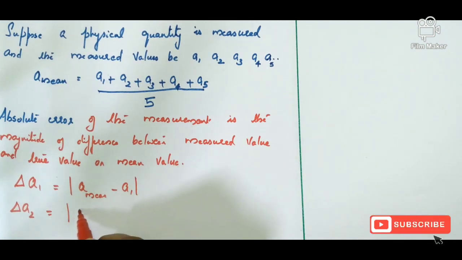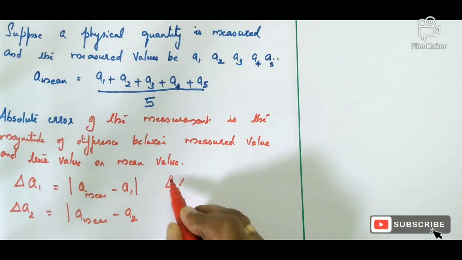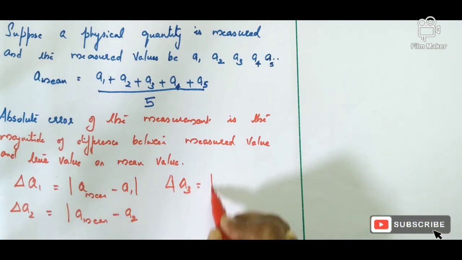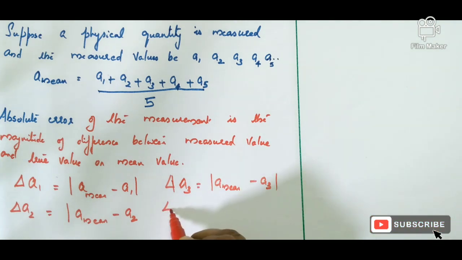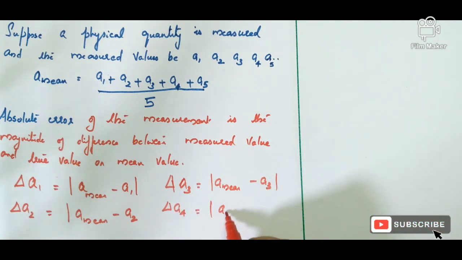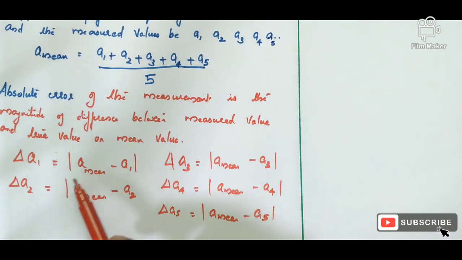Similarly, delta A2, absolute error in the second observation, which is A2. Delta A2 equals A mean minus A2. Similarly, delta A3 is equal to again A mean minus A3. Delta A4 equals A mean minus A4. Similarly, delta A5 equals magnitude A mean minus A5. So this representation is called absolute error of each measurement we have taken.